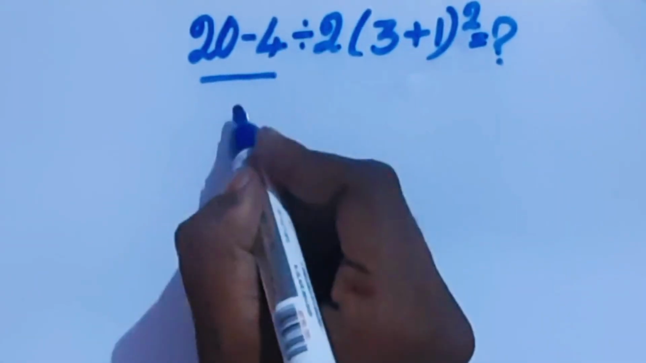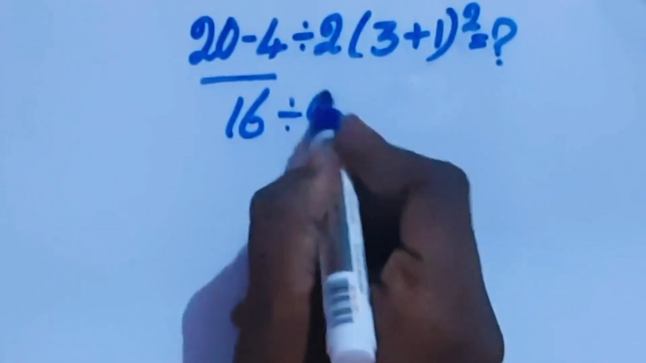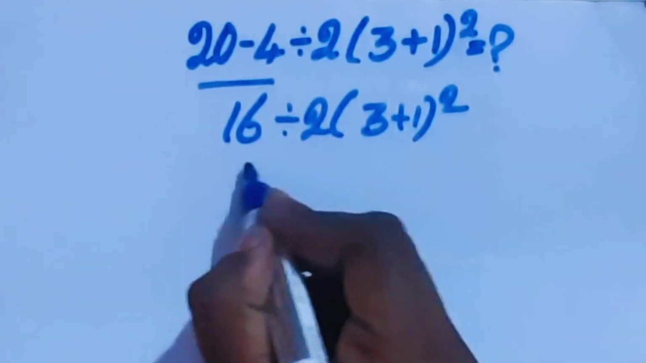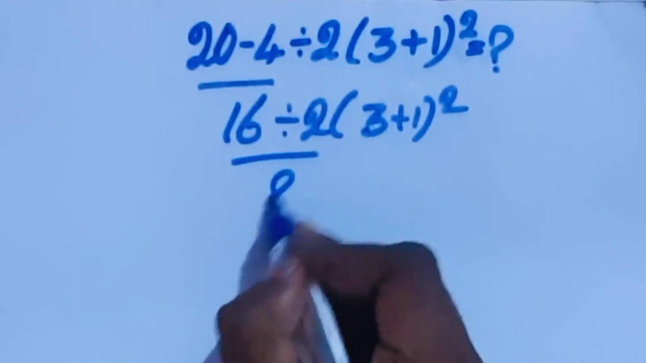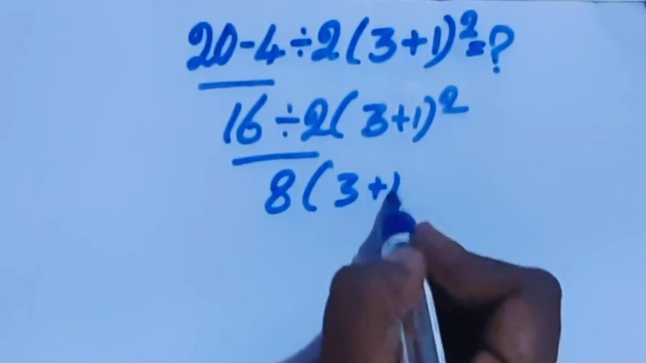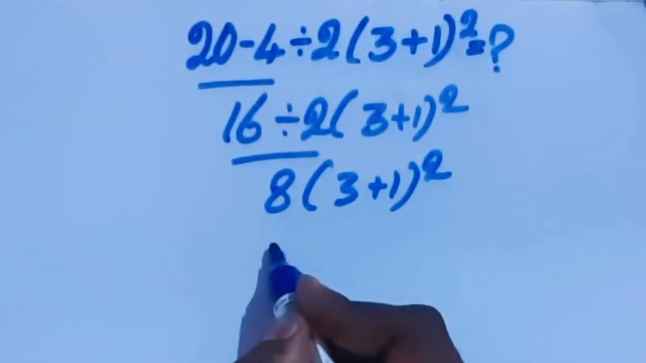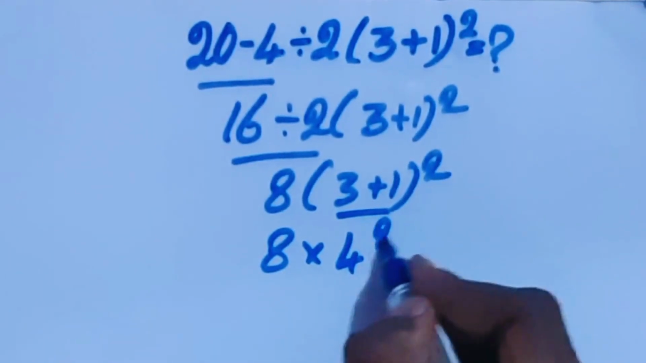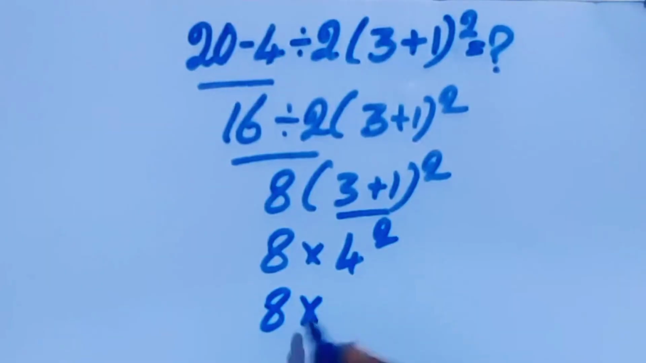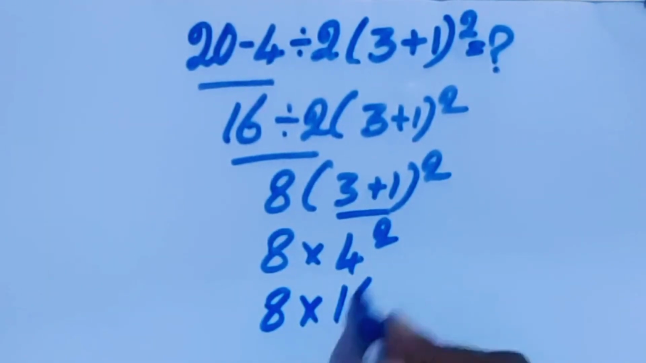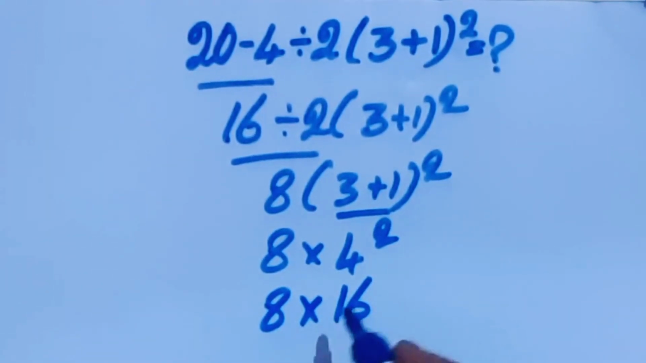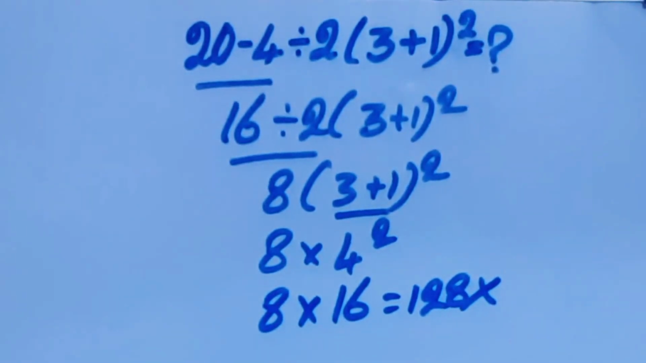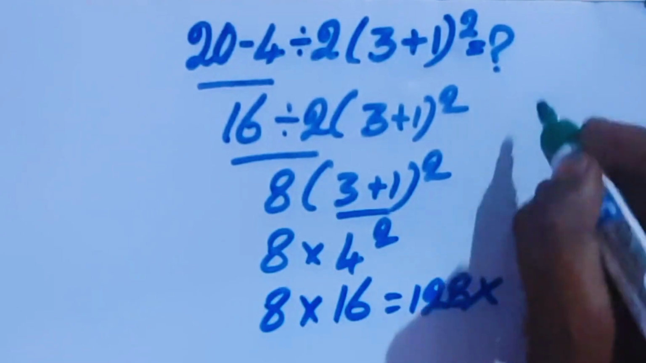Hi guys, here 20 minus 4 is 16, divided by 2, times (3 plus 1) in bracket whole square. Here 16 divided by 2 is 8, times (3 plus 1) in bracket whole square. Here 3 plus 1 is 4, this squared. Here 4 squared is 16. Here 8 times 16 is 128, which is the wrong answer. As per the order of operations, this 128 is the wrong answer.